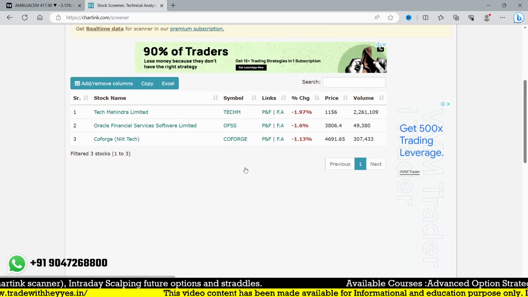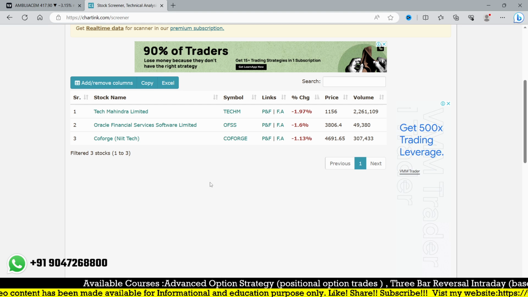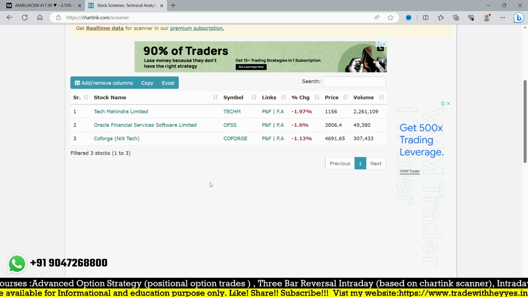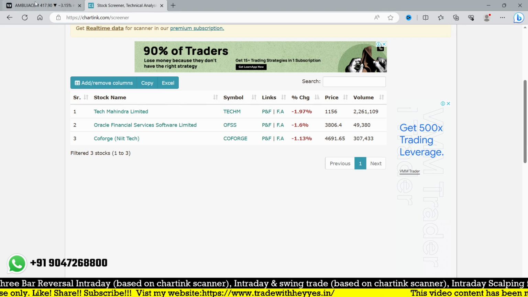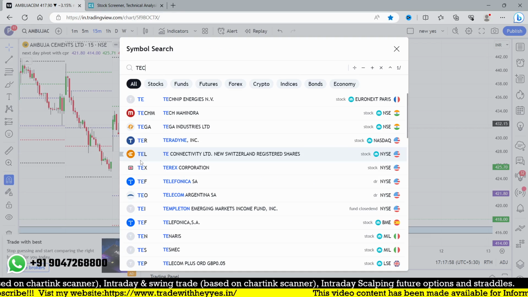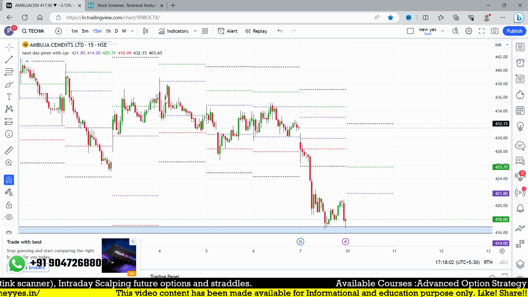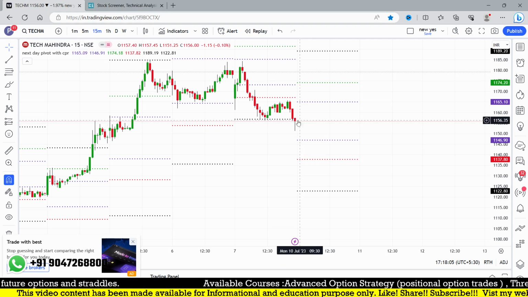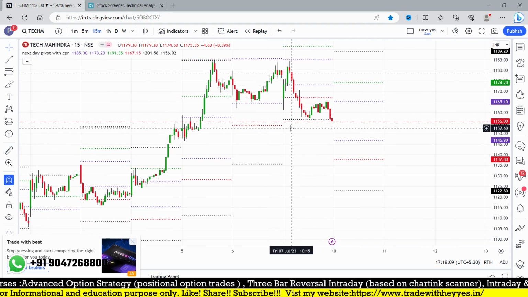If you update this, these are all the stocks, like Tech Mahindra, OFSS, and Go Forth. These are all the stocks which triggered that condition at the closing hours. Let me go for Tech M so you will understand how I'm filtering out. Tech Mahindra. You can see that near closing, around 330, it closed below the level.